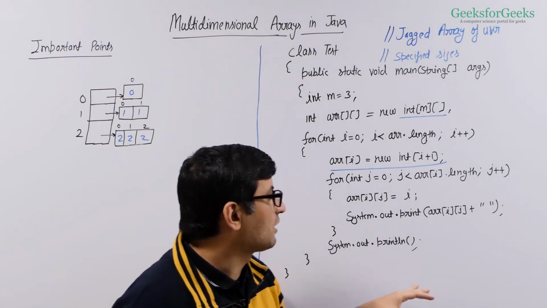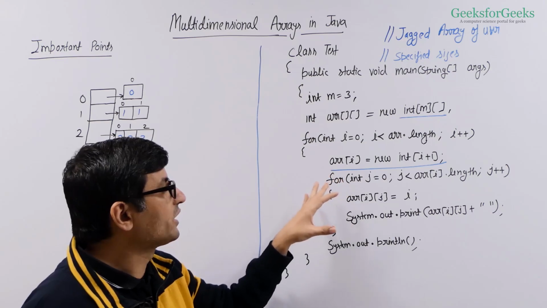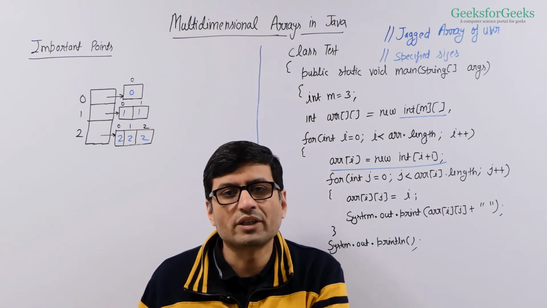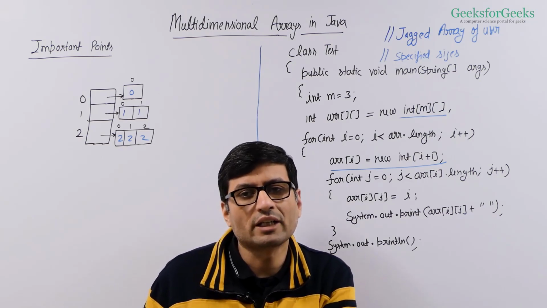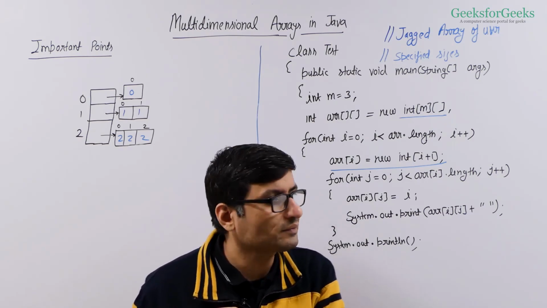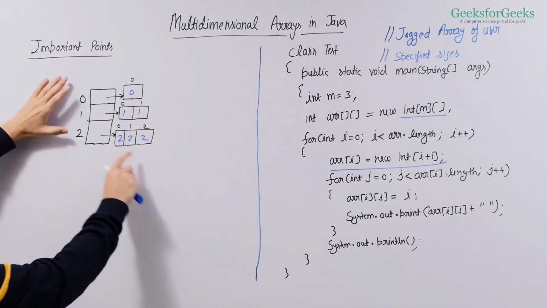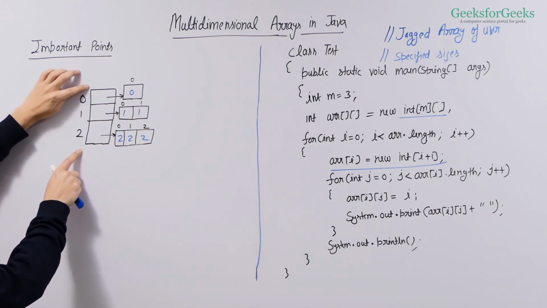This is just a program to demonstrate how you can create jagged arrays, how you can create individual rows of different user specified sizes and how you can assign values to them. Here is pictorial representation of this program. This is what our array looks like.